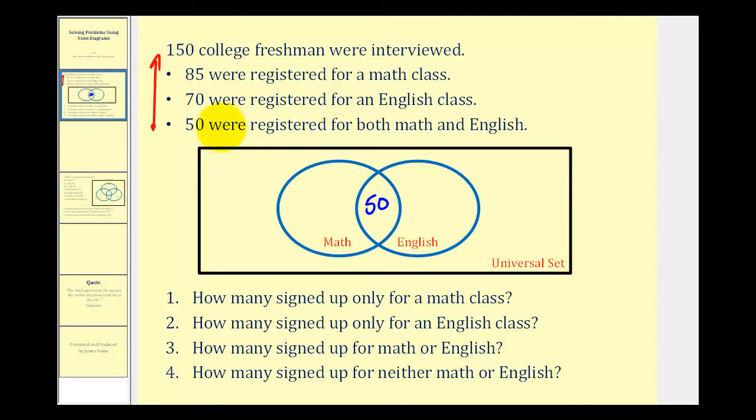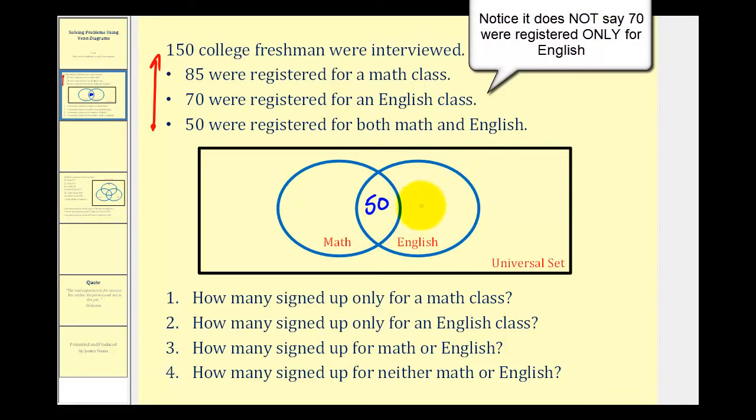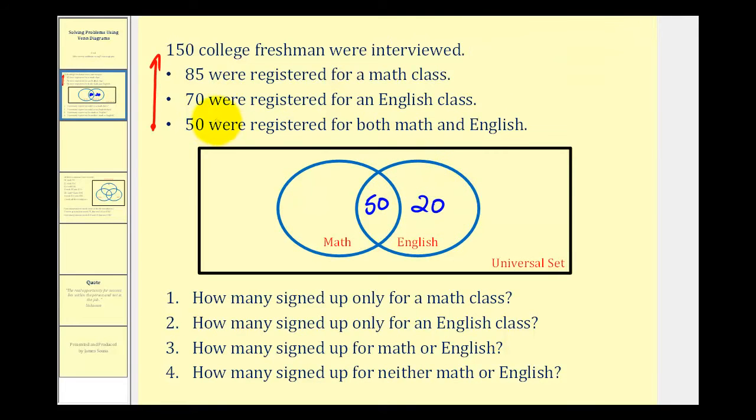Next, we're told that 70 were registered for an English class. And notice that of these 70, 50 of them are also taking math. So 70 minus 50 leaves 20 students taking only English. So when it says 70 were registered for English, we have to also count those taking English and math, or these 50 here. And then 85 were registered for a math class. Again, 50 of the 85 are already accounted for, leaving 35 that just take math.